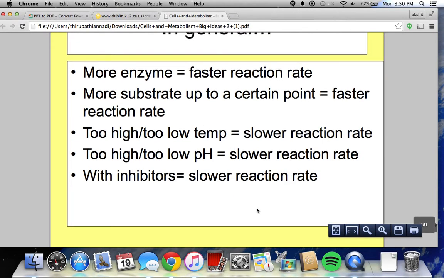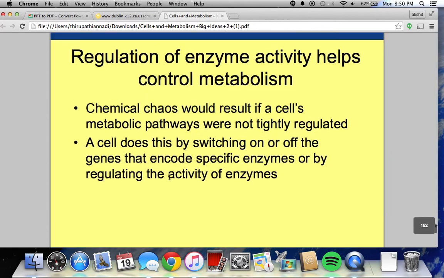And then this is a really nice summary of it. More enzyme equals faster reaction rate, more substrate equals faster reaction rate too. Too high or too low temperature is slower, too high or too low pH is slower, and with inhibitors it's slower.